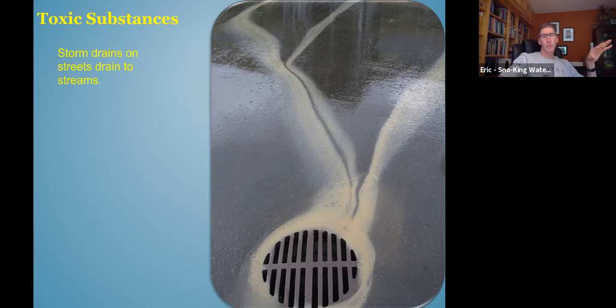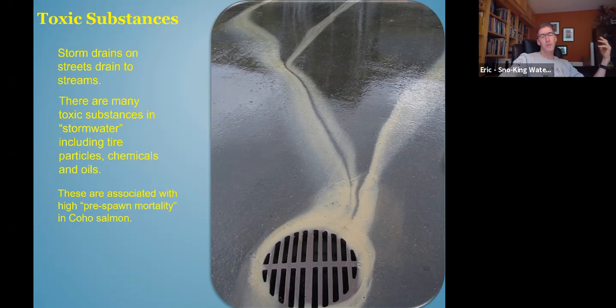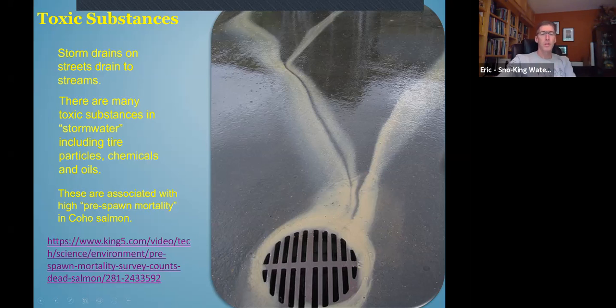Another type of water pollution is, as I mentioned, stormwater runoff, with toxic substances running off of the street. There are a lot of different toxic substances in stormwater, including tire particles, chemicals, and oils. These have been known to be associated with something called pre-spawn mortality in coho salmon. So I'm going to try and show you a little clip on pre-spawn mortality.